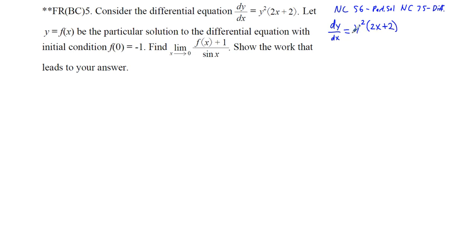And the first thing you're going to try to do, after being given a differential equation, is separate the variables. And so what we're going to do here is divide both sides by y squared and multiply both sides of this equation by dx. So doing these two things simultaneously, we're going to get dy over y squared is equal to 2x plus 2 dx. So now we've separated the variables. In an AP test, this would give us 1 point just for this alone.